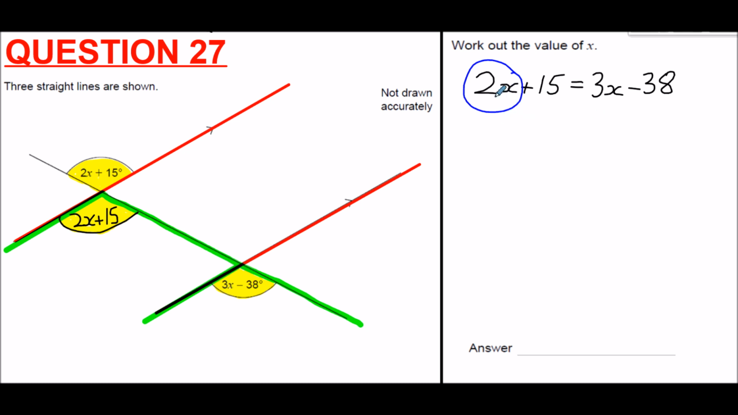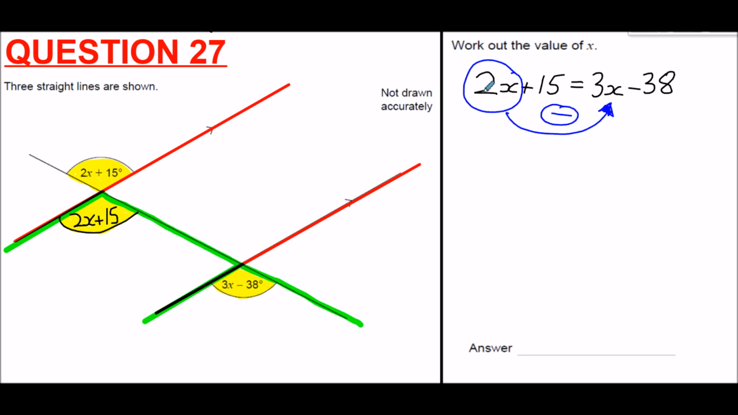If I subtract 2x from the left hand side of the equation, 2x take away 2x will leave us with no x's and just with 15. But if we do that to the left, we have to do the same to the right. So 3x take away 2x, we'll be left with 1x. A shorthand way of explaining this is it seems like the 2x is going to swap side and swap sign.